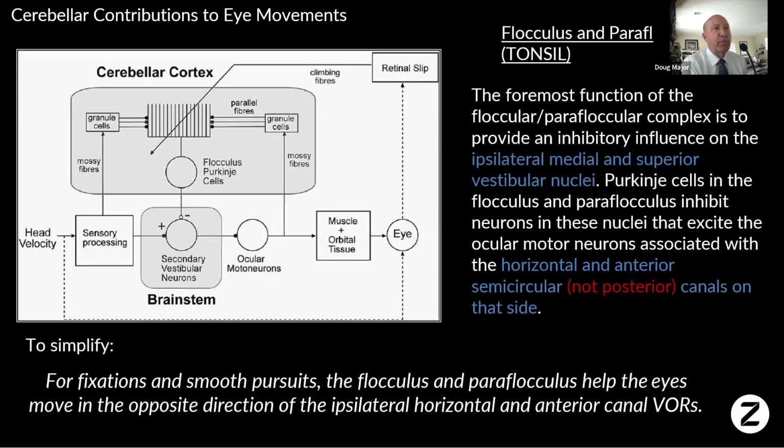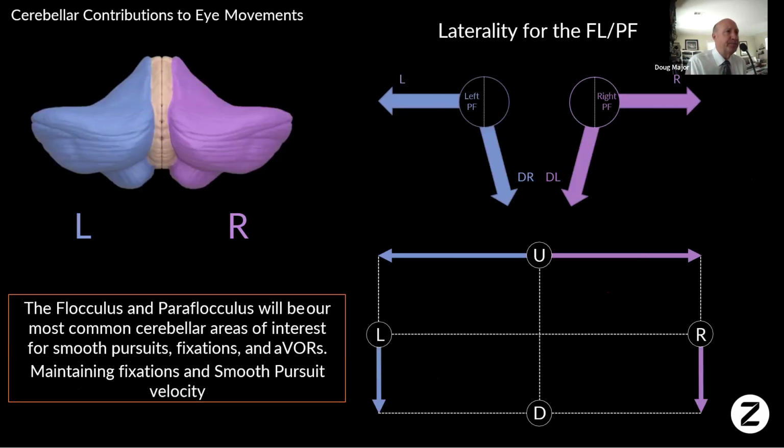Then we talk about the flocculus and paraflocculus. The key thing about that is it's associated with the horizontal and anterior canals, but not the posterior on that side. It's for fixation, smooth pursuits, helps our eyes move in opposite directions, and keeps those VORs in check. Be aware the flocculus is, again, associated with inhibition. As Jam Gajar taught me, the eye is always on, and then this is the brake. This is the brake that keeps us in the present and our sensory area in the right location.